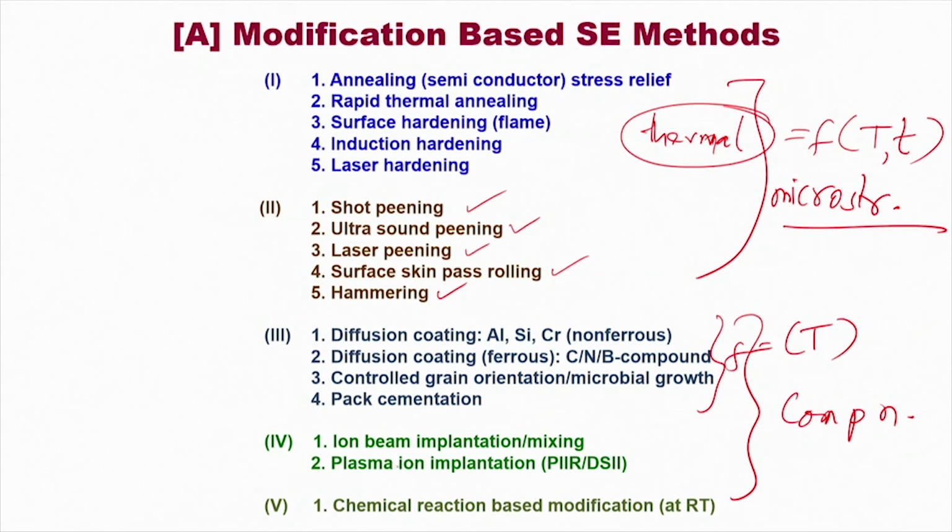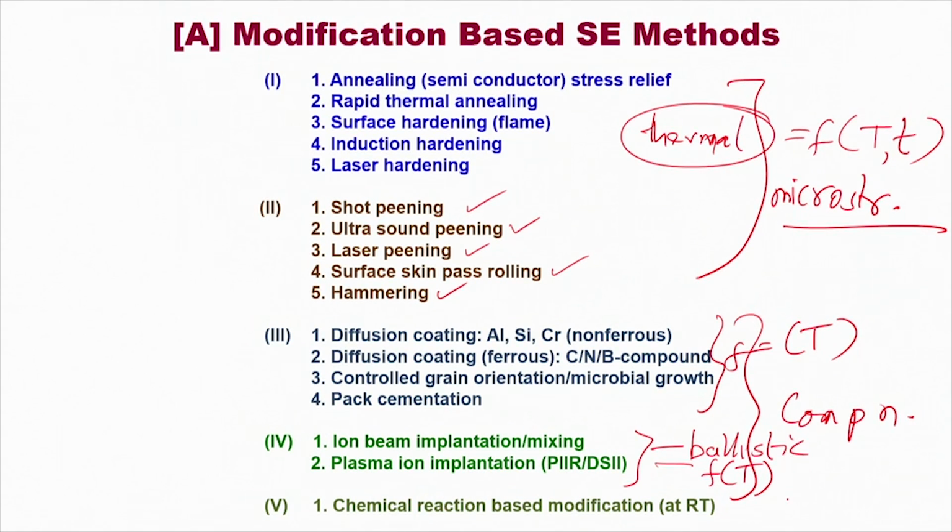These two, plasma ion implantation and ion beam implantation, are basically ballistic processes, whereas plasma ion implantation is also dependent on temperature. So we modify the surface composition and hence certain properties dependent on the surface.